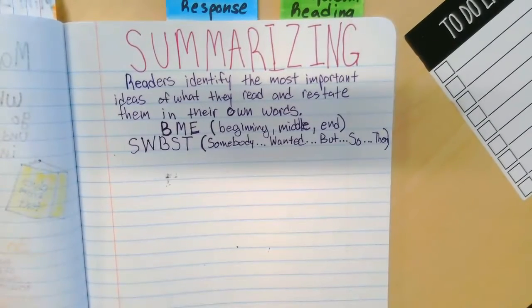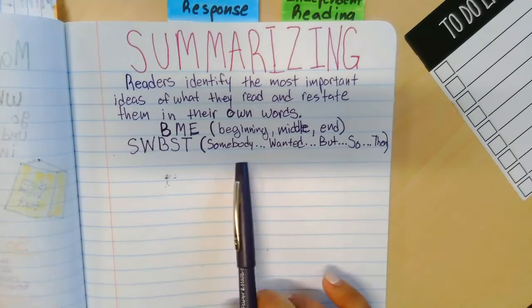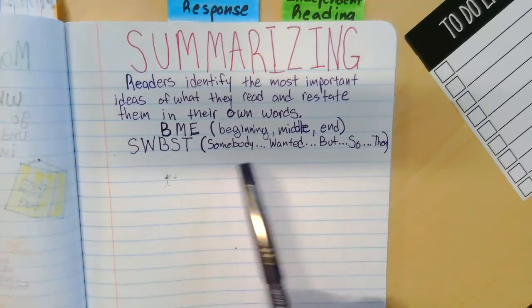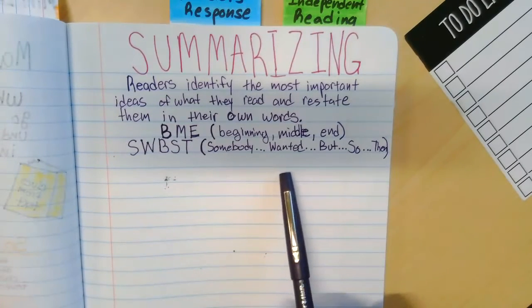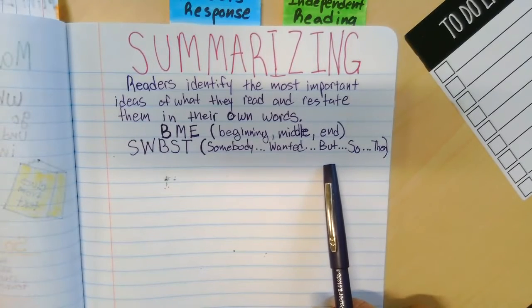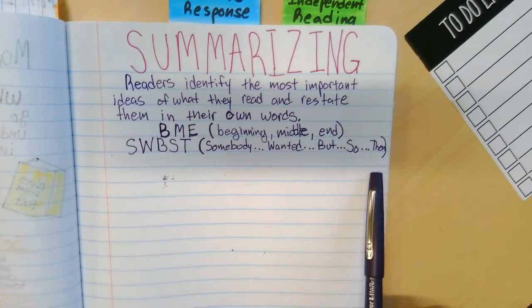What this means is: somebody is who is the main character. When you're writing about somebody, it's who is the main character. Wanted: what did the character want? But: what was the problem in this story? So: how did the character try to solve the problem? Then: what was the resolution to the story?